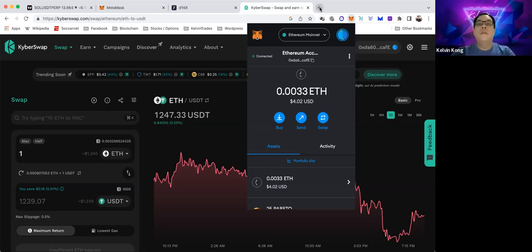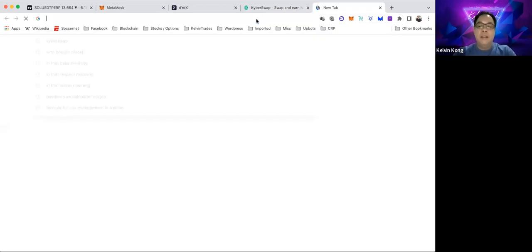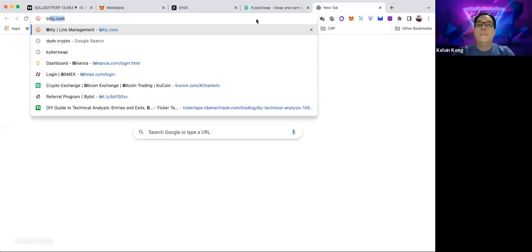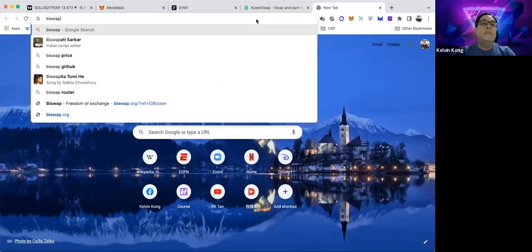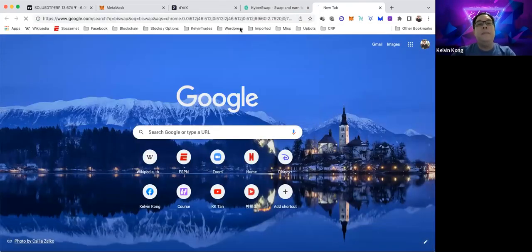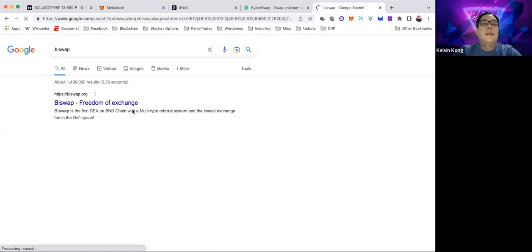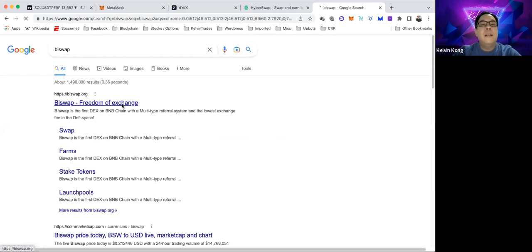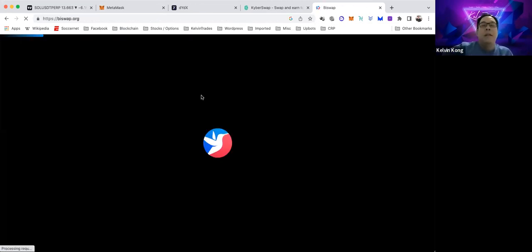Let me show you. Let me bring you there now. It's called BySwap. Yeah, I haven't explored it yet, but it's a decentralized finance platform on Binance Smart Chain. Okay, BySwap. Sorry, it's not a decentralized exchange of Binance. It's a decentralized exchange in the Binance Smart Chain.